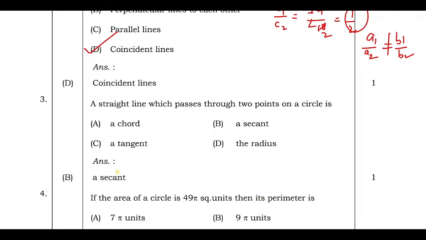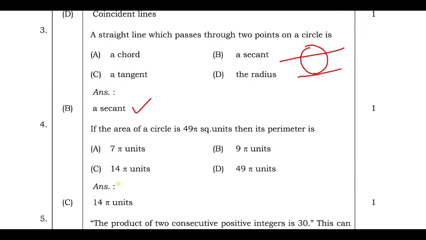A straight line which passes through 2 points on a circle is what? Secant. A straight line which passes through the circle at 2 points is called a secant. At only one point it is called a tangent. Here the question is a straight line which passes through 2 points on a circle is what? Secant.